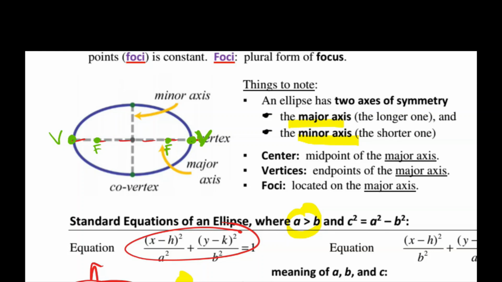Let's do this. c, what does that represent? c represents the distance from the center to one of the foci. In this case, it's right here, or I can do it right here.